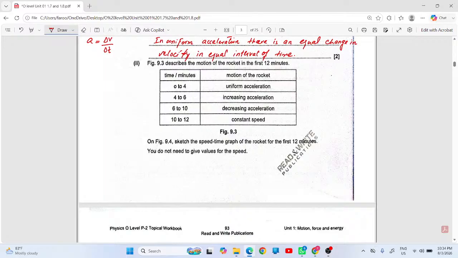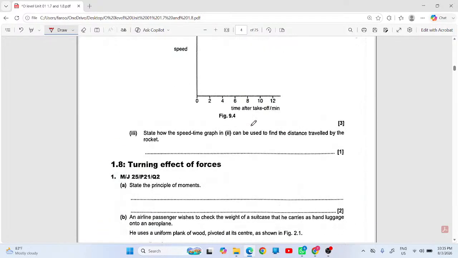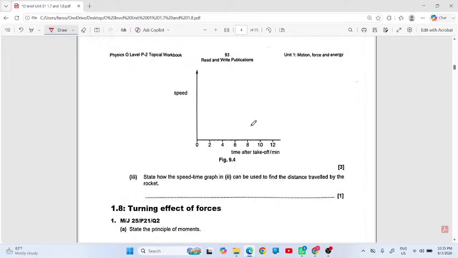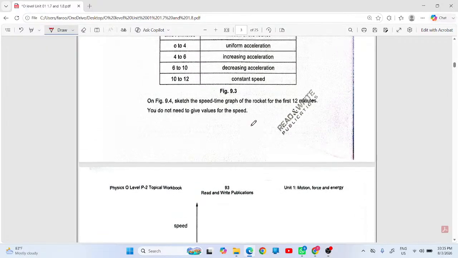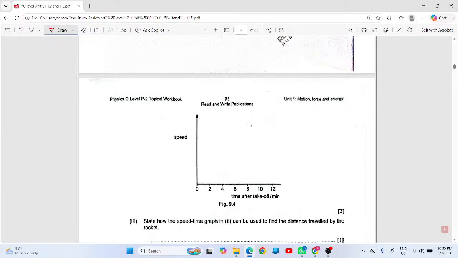Describe the motion of the rocket in the first 12 minutes. 0 to 4 uniform acceleration, 4 to 6 increasing acceleration, 6 to 10 decreasing acceleration, 10 to 12 constant acceleration. On figures sketch the speed time graph for the 12 minutes. So you don't need to give values for the speed. अच्छा अब बचे 0 to पहले कितना था, 0 to 4 यूनिफॉर्म एक्सेलरेशन.